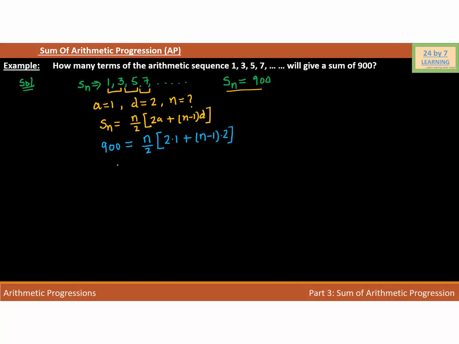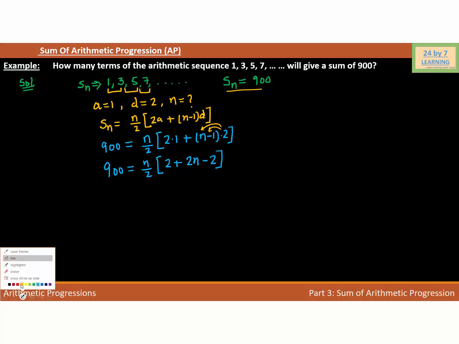Now let's further simplify. I will write 900 is equal to n over 2, and inside the bracket I have 2 times 1 is 2, plus I'm going to distribute this 2 with n. So I'm multiplying 2 with n and then this 2 with negative 1. 2 times n is 2n, and 2 times negative 1 is negative 2. If you look closely, this 2 and negative 2 can be cancelled out.